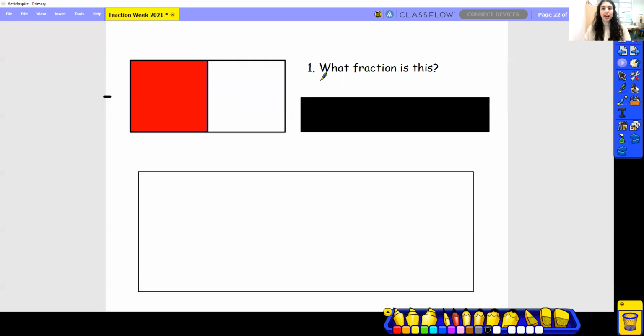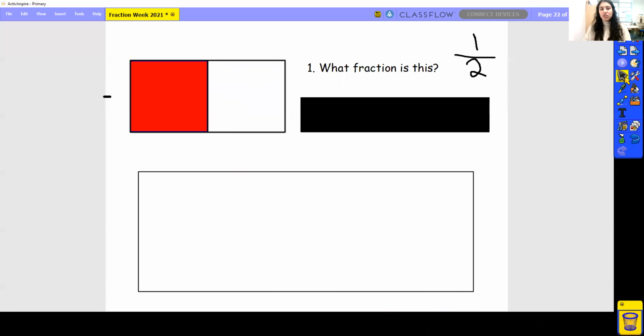So you should have said that there are 2 parts in my whole shape. So my whole shape has been split equally into 1, 2 parts. So that would be my denominator, which goes on the bottom. And how many of those parts are shaded? Well, 1 of them is shaded, so that is my numerator. So I say 1/2 of the shape is shaded.